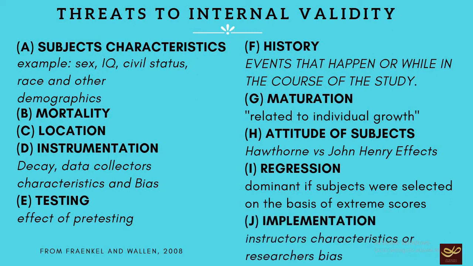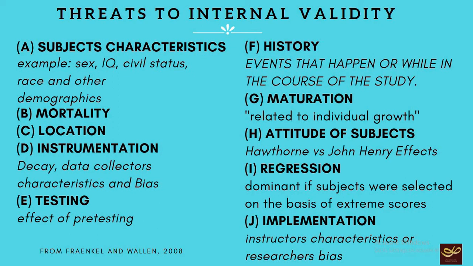Now let's go to J, which is on implementation. And this is on the instructor's characteristics or researcher's biases. So again, J on implementation is related to instrumentation, data collectors, characteristics, and bias. Alright, so those are some of the threats of internal validity.